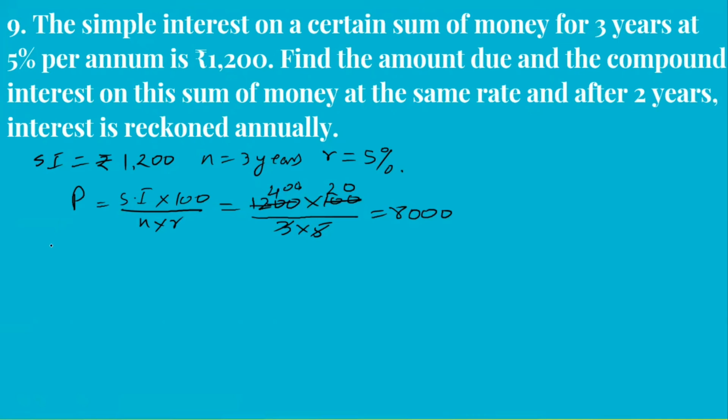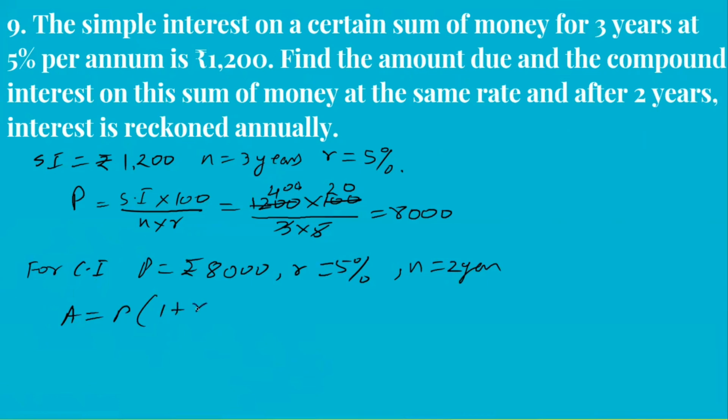Now for compound interest, find the amount due and the compound interest on this sum of money at the same rate. So now for compound interest, the principal is rupees 8,000. The rate of interest is again 5%. And the period here is now 2 years. For compound interest, it is 2 years. So let us find the amount. So A is equal to P in bracket 1 plus R upon 100 raised to N. So which is 8,000 into 1 plus R, which is 5 upon 100, raised to 2.